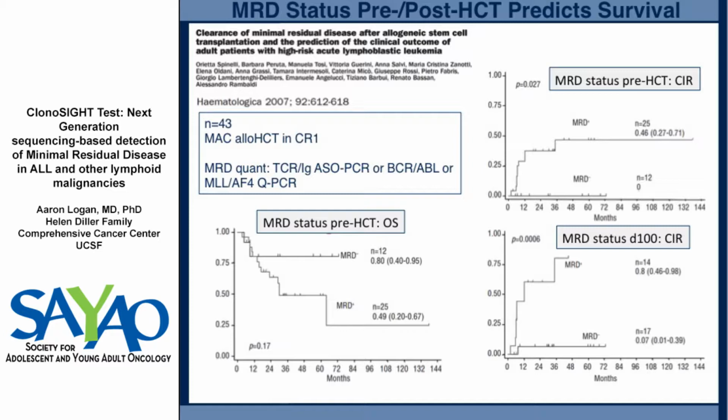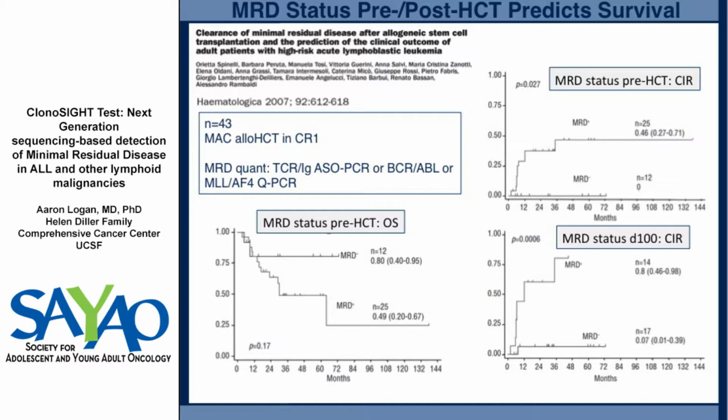And if you look at overall survival based on pre-transplant MRD, it was around 80% for those who were negative and about 50% long-term or 25% long-term for those who were MRD positive. If you look at the cumulative incidence of relapse, this is a very familiar figure by now. Those who were MRD negative prior to transplant did not relapse, and those who were MRD positive had a high rate of relapse of nearly 50%.